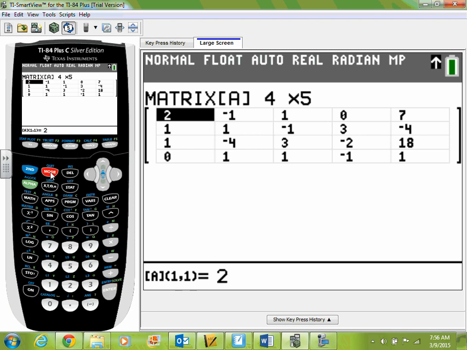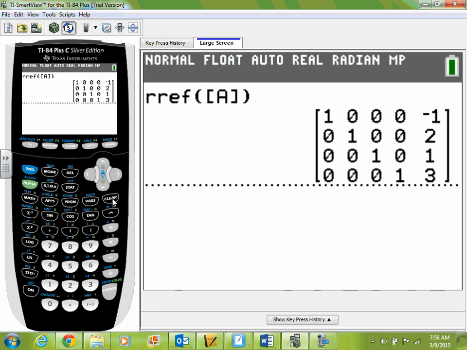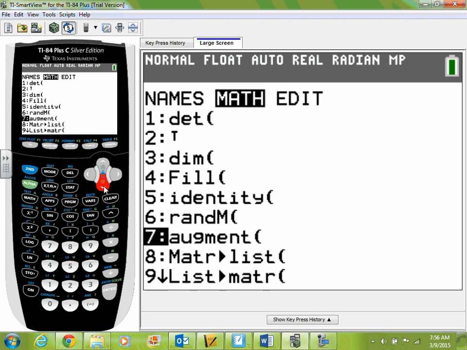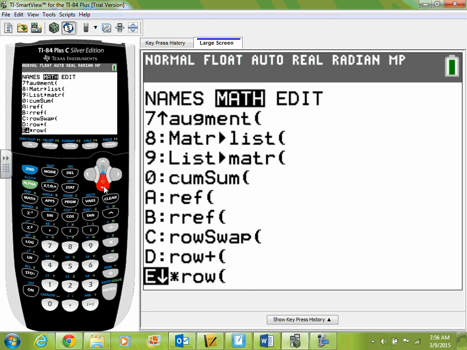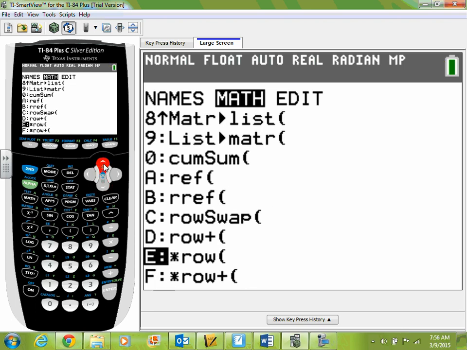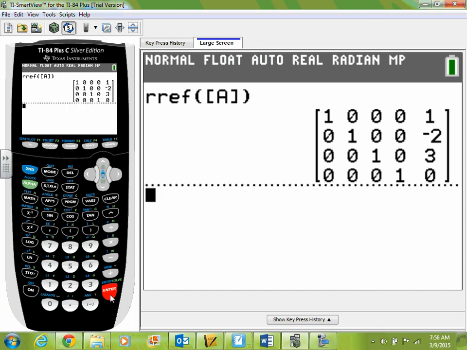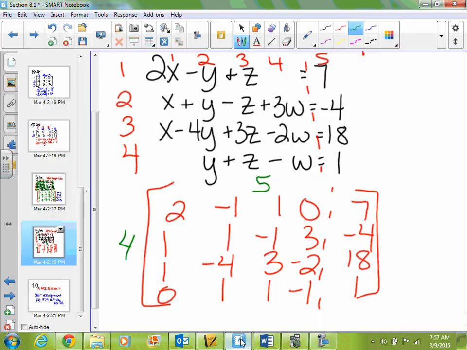I'm going to do the same thing we did before, so second quit, taking us back to our main screen. Then if we go to second matrix, go over to math, and scroll down until we find RREF. Hit enter, go to second matrix again. We're going to use matrix A because that's the one we edited. Hit enter, and it will find your solutions for you. Okay, so it finds our solutions that x is 1, y is negative 2, z is 3, w is 0. So I know that x is equal to 1, y is equal to negative 2, z is equal to 3, w is equal to 0.